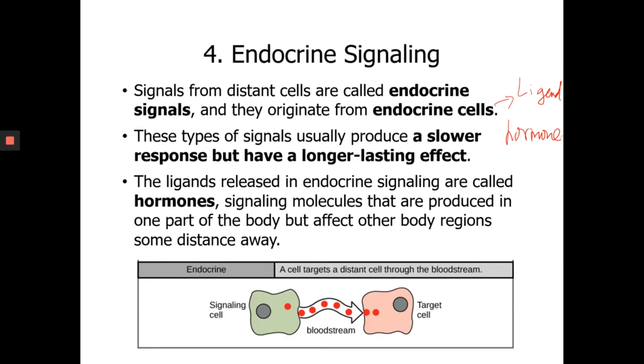Now, in endocrine signaling, whenever you use hormones, it's going to be a very slow response, but it's long-lasting. So think about this process. Because those ligands have to travel a long distance, it's not going to be very, very fast, right? Because it's through blood, so it takes time. So it's a very slow response, but it will last a long time because the ligands are not broken down very fast, so they can be present in your body for a long time. So it's a long-lasting effect.